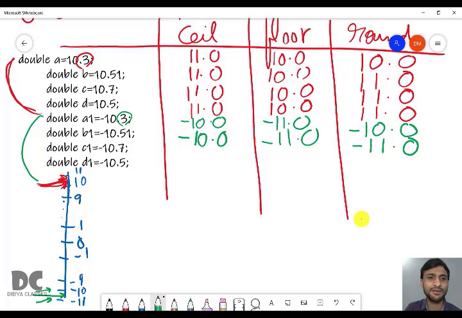Next we have minus 10.7. Again it will lie between minus 10 and minus 11. So the ceiling is minus 10.0 and the floor is minus 11.0. 0.7 is greater than 0.5. So we will increase the value to minus 11.0.